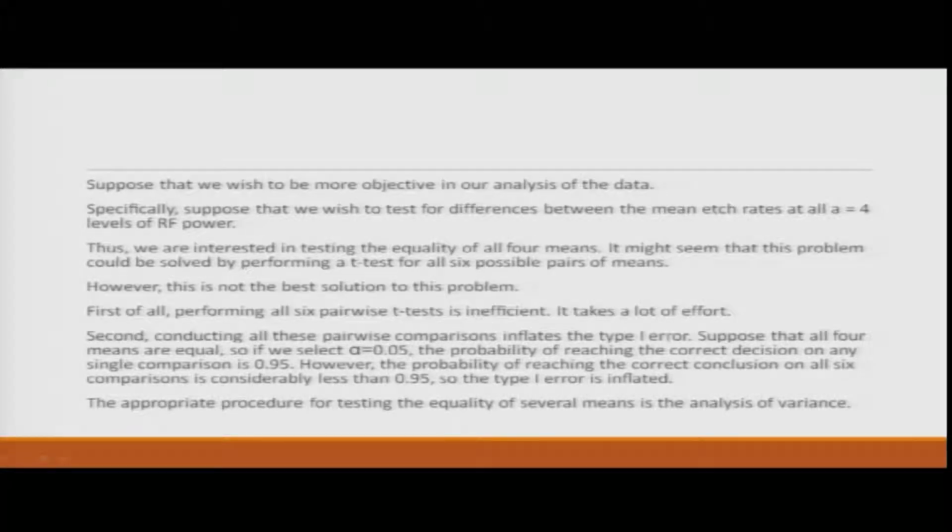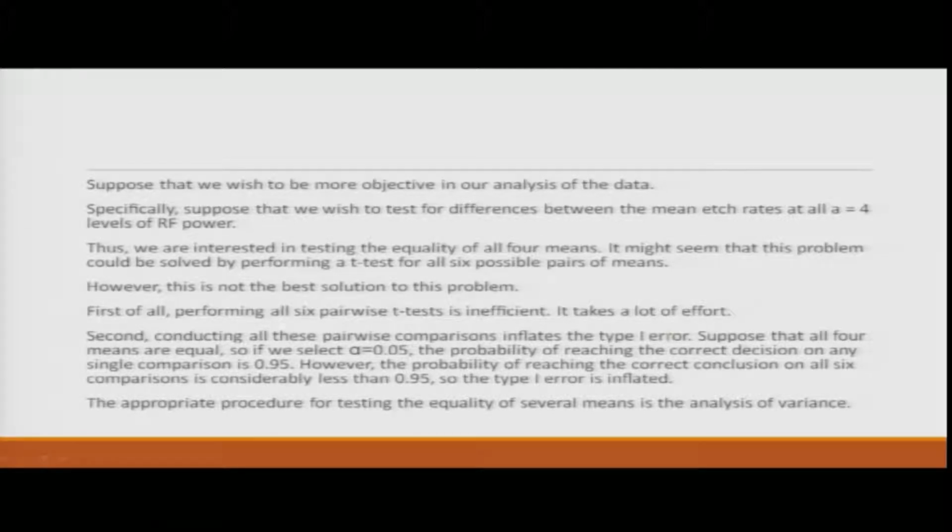First of all, performing all 6 pairwise t-tests is inefficient, so it will take a lot of effort. Second, conducting all these pairwise comparisons inflates the type 1 error, because you are adding up and trying to compare them. So, obviously, it will be in an additive mode.